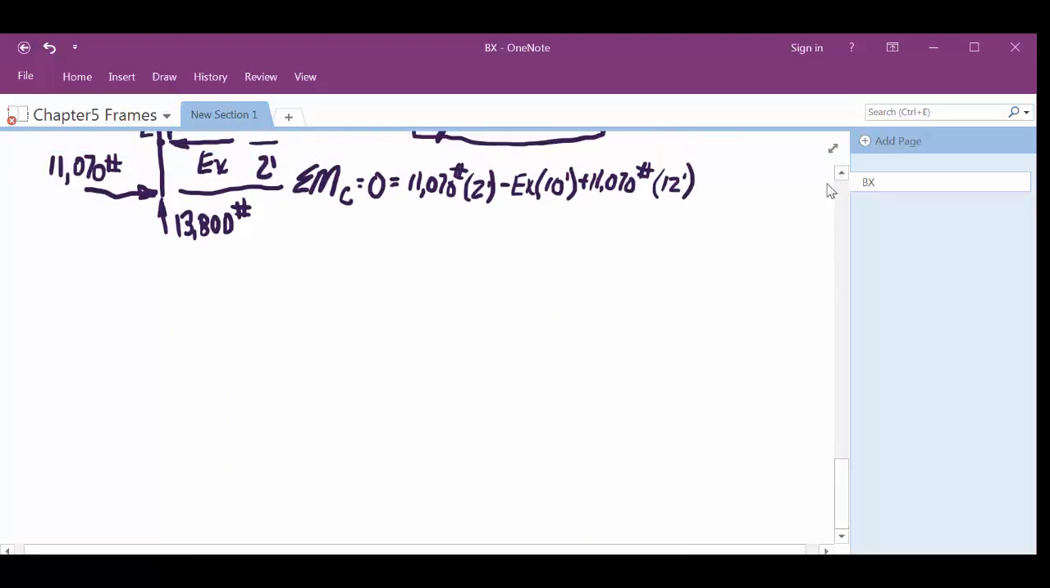So then we could solve for that. EX goes to the other side of the equation. These stay like they are, so it's 11,070 times 2 plus 11,070 times 12 divided by 10. And hopefully that comes out to 15,500.